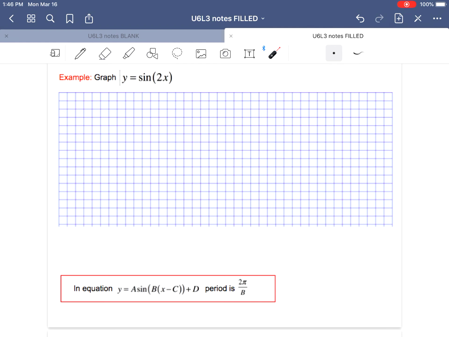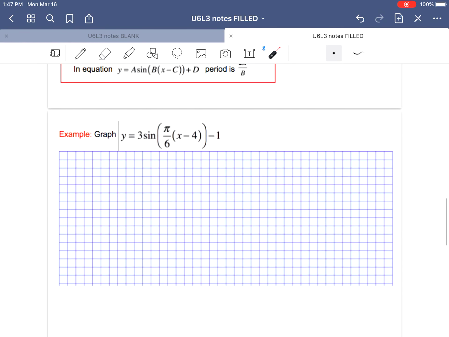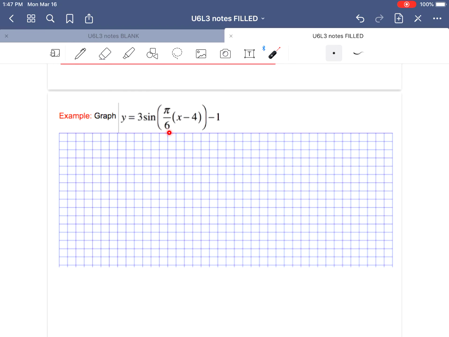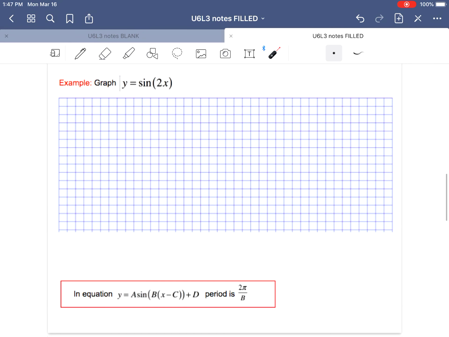I'll actually stop this first video now. Let you start to look at this example, sine 2x. This example, 3 sine of pi over 6 times x minus 4, minus 1. That's a mess. And I'll make a second video going through how to do these.